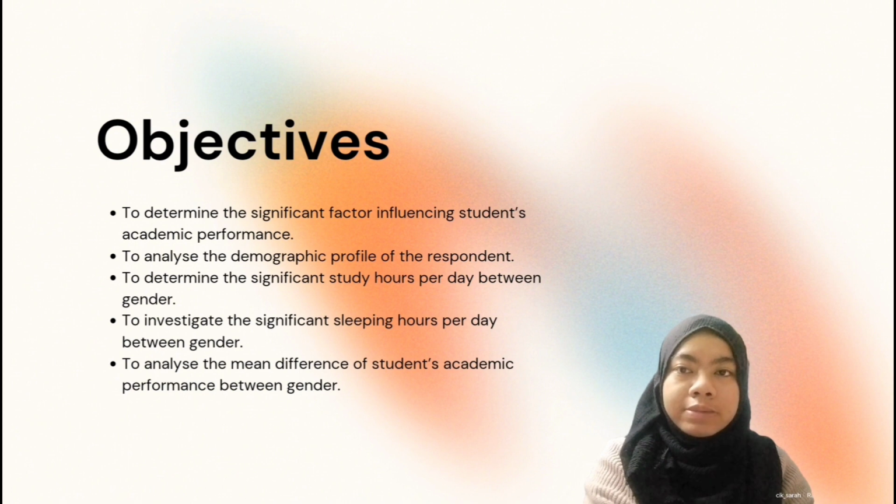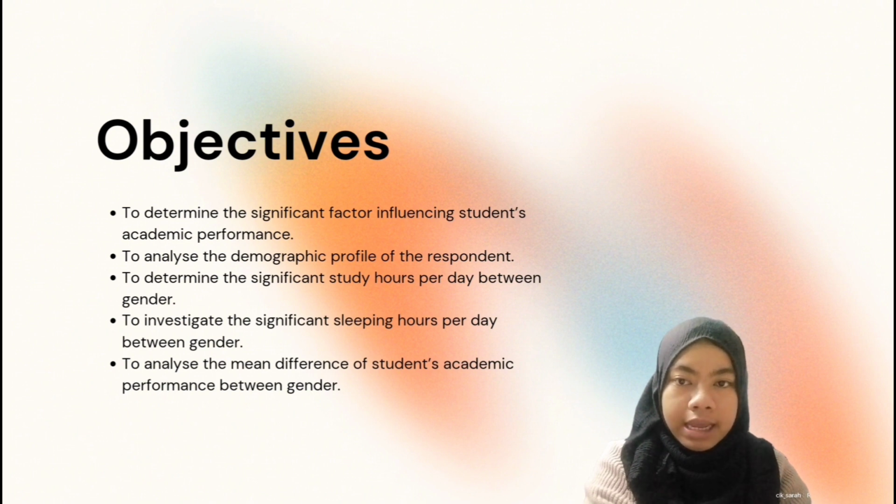Okay, now I will explain our objectives for the assignment. We have 5 objectives. Firstly, to determine the significant factors influencing student academic performance, and secondly, to analyze the demographic profile of the respondents. Thirdly, to determine the significant study hours per day between gender, and then to investigate the significant sleeping hours per day between gender, and lastly, to analyze the mean difference of student academic performance between gender.